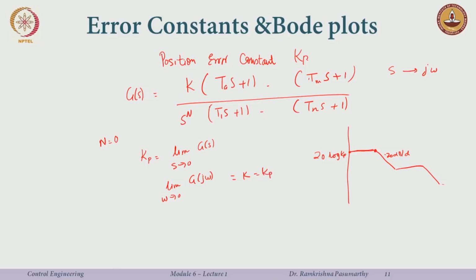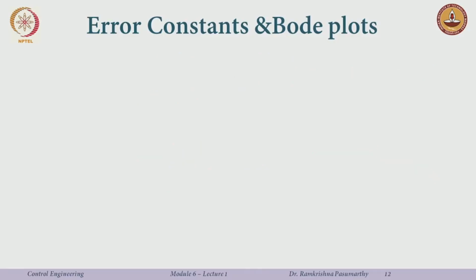So, when I write it in the time constant form, how do I find Kp? Well, I just see where this intersects. So, what is this constant, and this is actually 20 log Kp. Once I know 20 log Kp, I can find out what Kp is. Okay. Then we look at the velocity error constant.